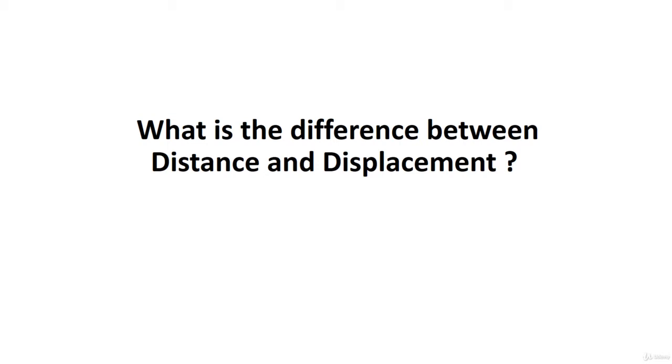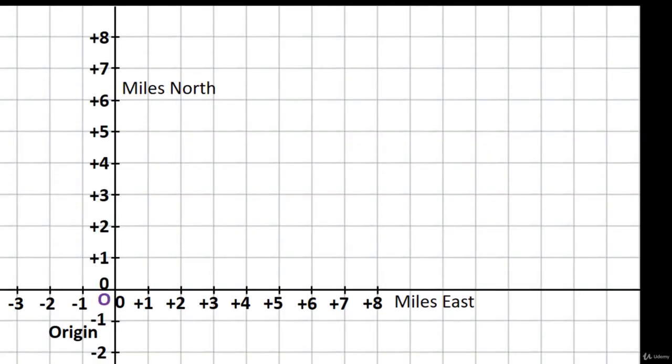Okay, so I want to explain a bit more about the difference between distance and displacement. Imagine you're planning a trip on a motorway. You want to travel from your starting point, your home or your origin. You want to visit 3 sites, A, B and C, along the motorway. On the horizontal axis we've got the miles east. On the vertical axis we've got the miles north.